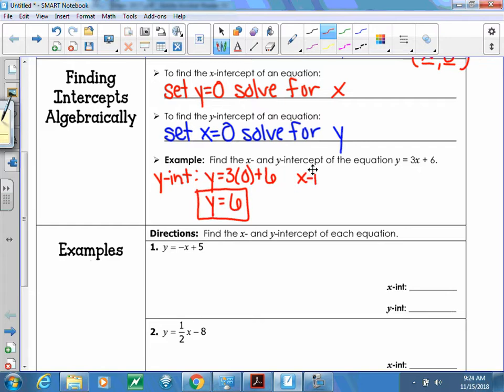To find our x-intercept, this time we're going to set y equal to 0, and we're going to solve for x. So 0 equals 3x plus 6. I'm going to subtract 6 from both sides. So negative 6 is equal to 3x. Divide by 3. And we get that x is equal to negative 2.